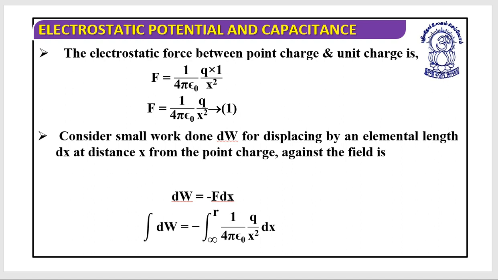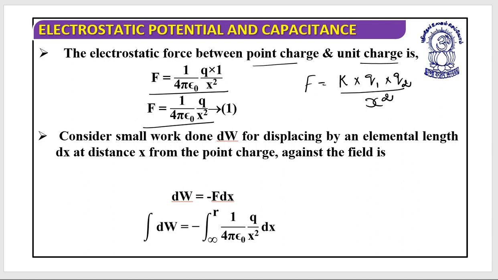First, find the electrostatic force between the point charge and the unit charge. What was the force? We always say it is K multiplied by the first charge multiplied by the second charge, divided by the square of the distance between them. So F is equal to K Q1 Q2 divided by x square. So I can write F is equal to K multiplied by Q multiplied by 1 divided by x square. So F is equal to 1 upon 4 pi epsilon naught into Q by x square.